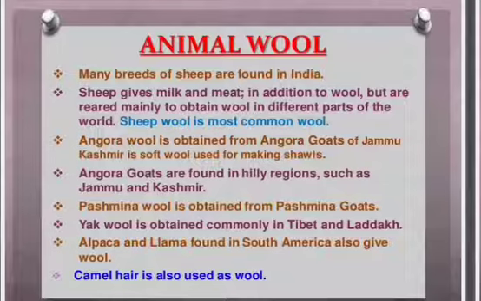Pashmina wool is obtained from Pashmina goats. Yak wool is obtained commonly in Tibet and Ladakh. Alpaca and llama found in South America also give wool. Camel hair is also used as wool. So here are different names of animals which provide different varieties of wool.